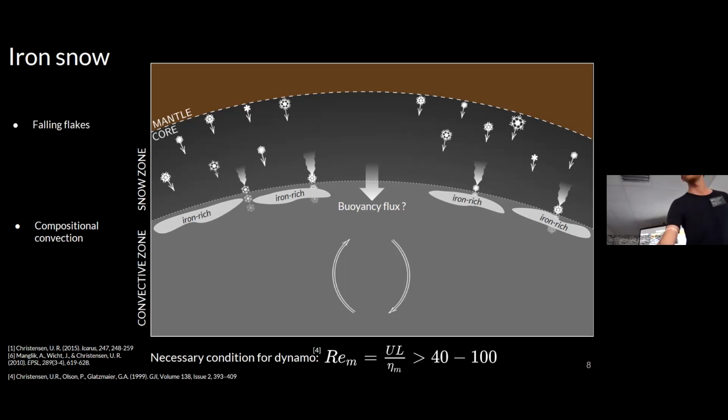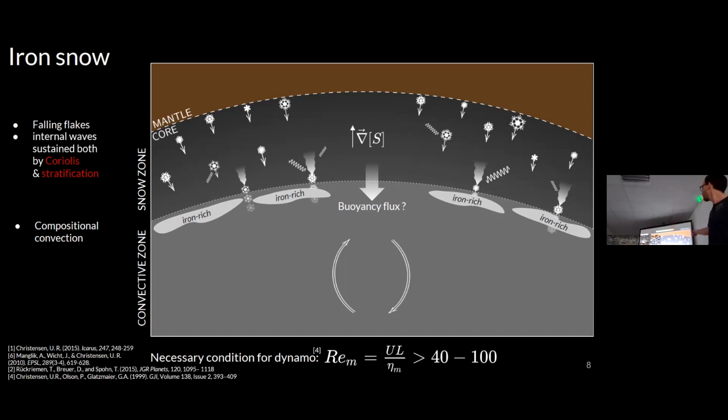Because you've got the snowflakes which are falling and which are displacing fluid. And the perturbations they create are going to propagate as internal waves: inertial waves because of the rotation of the planet, and internal gravity waves because of the stable stratification of that layer. Okay? So to begin with, forget completely about crystallization, melting, and compositional convection.